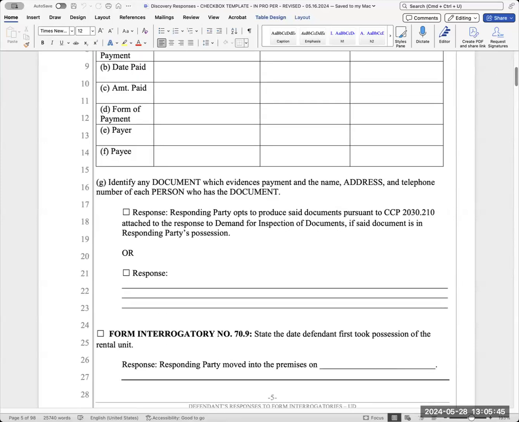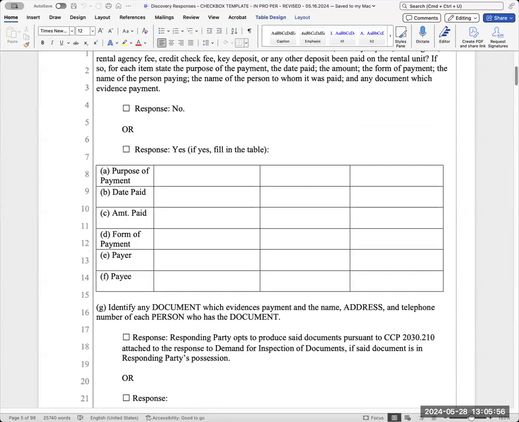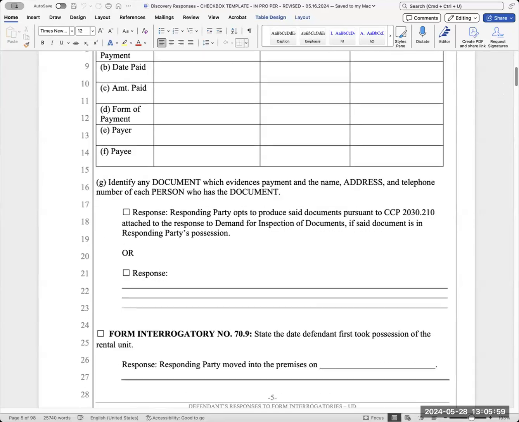Then this section is about any tangible evidence you have to support these payments. If you have proof of your payment of any of those fees, last month, security, etc., and it's in your possession, check here. This is basically saying, look at my attached exhibit binder. I'm putting those documents there. Any other response, you check here and write out your response.